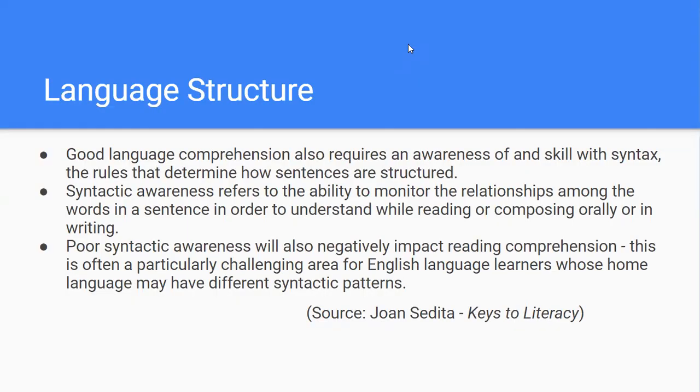So we're going to jump in with language structure. Good language comprehension also requires an awareness of and skill with syntax, the rules that determine how sentences are structured. Syntactic awareness refers to the ability to monitor the relationships among the words in a sentence in order to understand while reading or composing orally or in writing. So poor syntactic awareness will also negatively impact reading comprehension. This is often a particularly challenging area for English language learners whose home language may have different syntactic patterns.